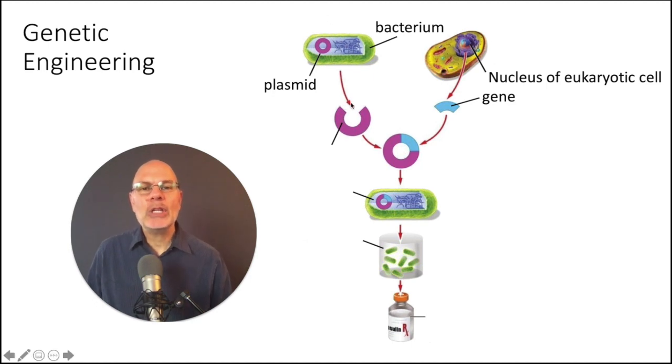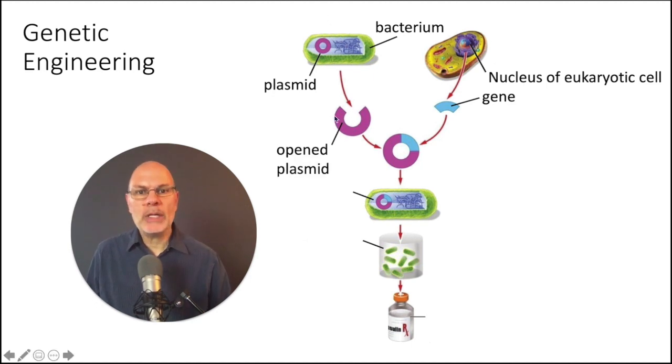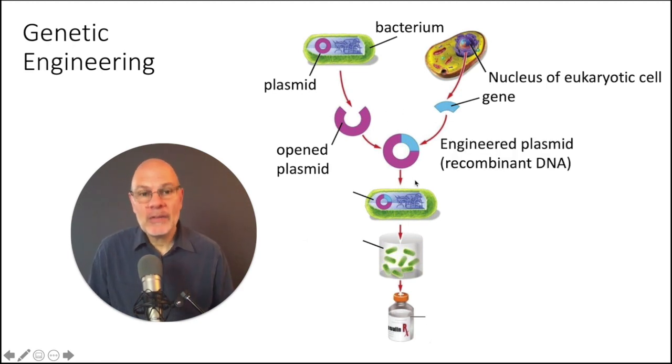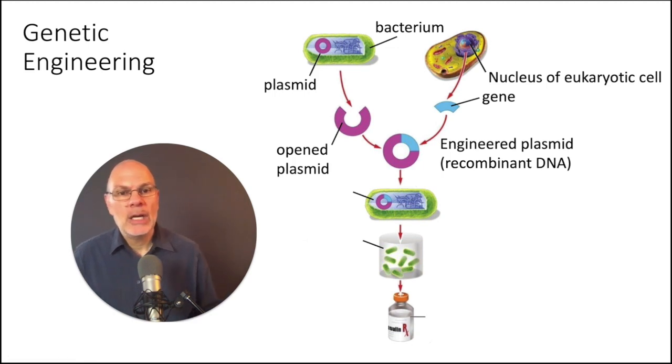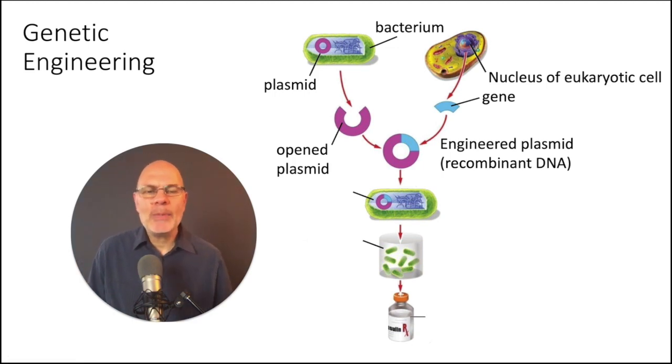And they've been able to use enzymes to cut open these plasmids and then insert the human gene into that plasmid. And what does that give you? That gives you an engineered plasmid. And that's called recombinant DNA. It's DNA from different sources that's been recombined into one strand. And that has happened forever within one species. But to have that happen between species, that's genetic engineering.